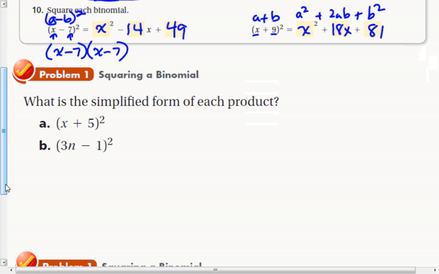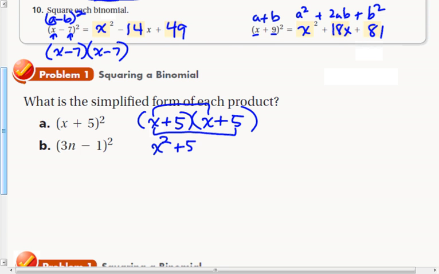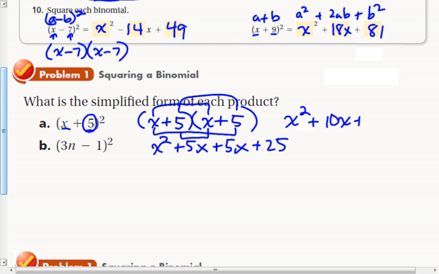If you want to go back and just write it in expanded form and do it that way, that's fine. But eventually you'll notice that when you do it that way, I'm going to do x times x, then the outside is 5 times x, the inside two are 5 times x again. Notice we have 5 times x twice, and then the last two are 5 times 5, which is 25. So the shortcut is just to do x squared, then do 2 times x times 5, which is 10x, and then do 5 times 5, which is 25.